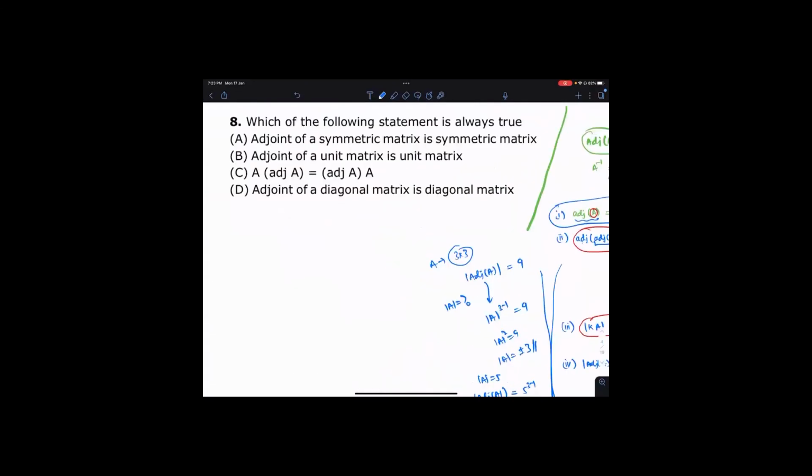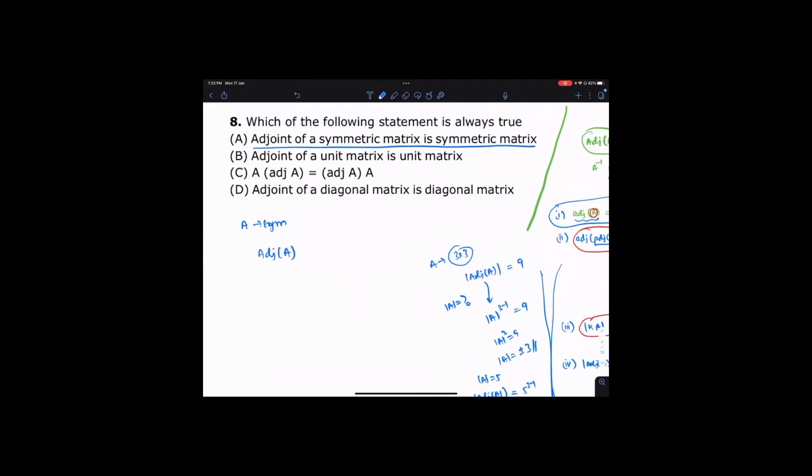Coming to this question. First question, first part. You see this sentence: adjoint of a symmetric matrix is a symmetric matrix, they are saying. So that means, let's say A is a symmetric matrix. They are asking whether adjoint of A is symmetric or not.